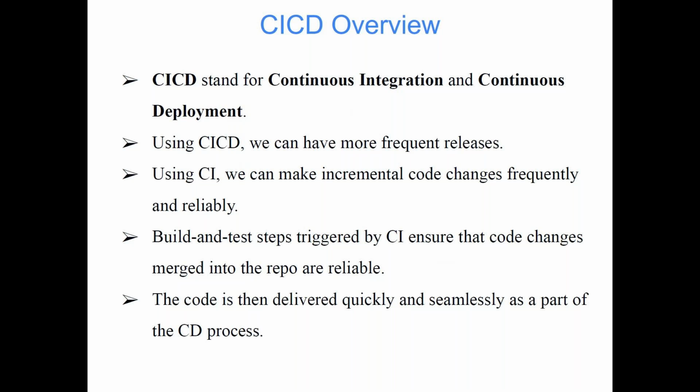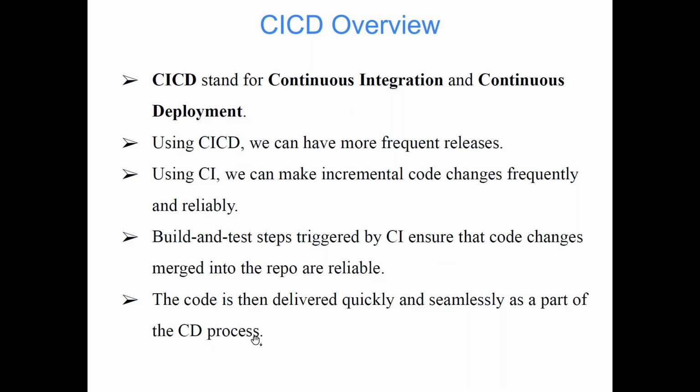Suppose you have defined 10 test cases, and those 10 test cases were running fine as per your previous deployment. Now this time you made some code change, and as soon as you integrate that code with existing code, those 10 test cases will run again, and it is possible that out of 10, two test cases are failing. That means the code change made by you is causing that. So we will not proceed with the deployment, and you have to review your code again to fix those two failed test cases. Okay. The code is then delivered quickly and seamlessly as part of the CD process.